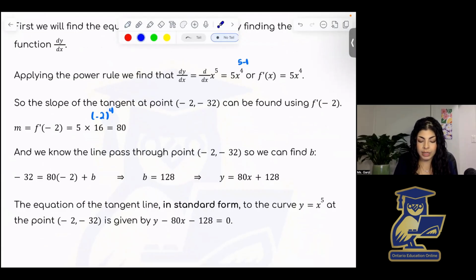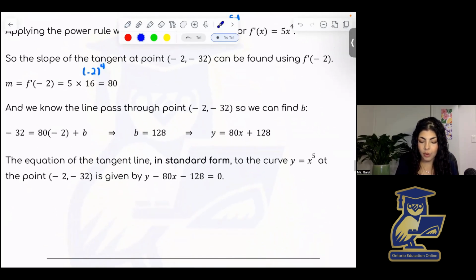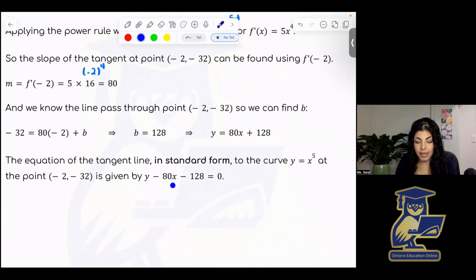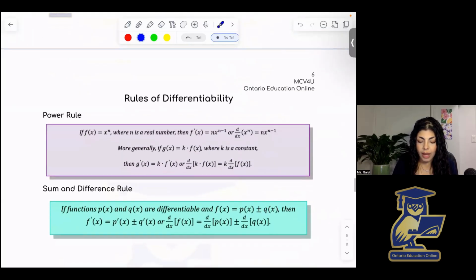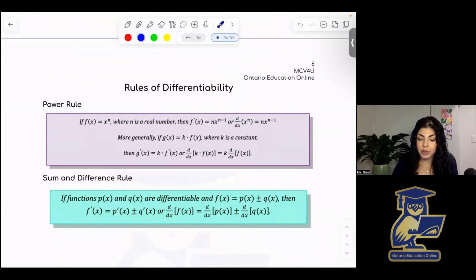But we were asked to find it in standard form. So for standard form, all we have to do is move all our terms to one side, so we have something equals 0. And if we do that, we have y minus 80x minus 128 is equal to 0. And that's the equation of our tangent to the curve y equals x to the power of 5 at the point negative 2, negative 32.